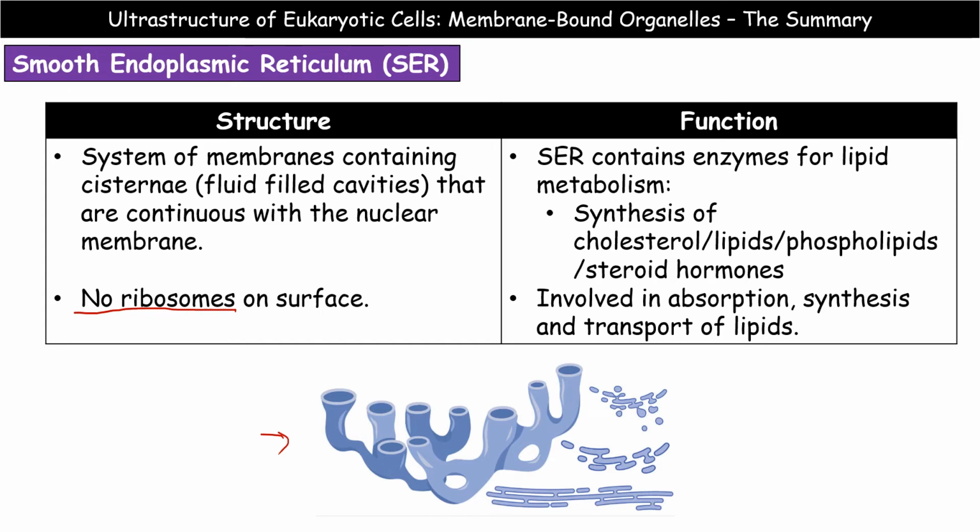The function, however, is very different. So whereas the rough endoplasmic reticulum is the site of protein synthesis, the smooth endoplasmic reticulum contains the enzymes required for lipid metabolism. So this is the site of the synthesis of these various lipid molecules, cholesterol, the lipids, the phospholipids, steroid hormones, all synthesized within the smooth endoplasmic reticulum. It's also going to be involved in absorption, synthesis and transport of lipids as well, obviously transporting through those cisternae just like we saw with the rough endoplasmic reticulum and the proteins.